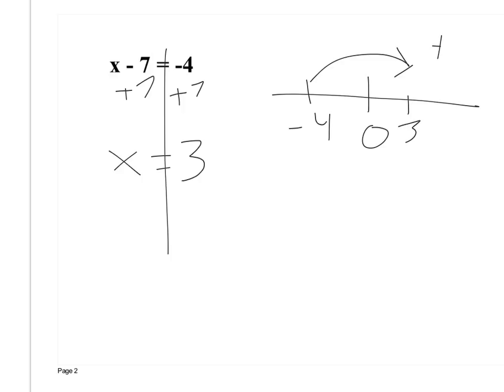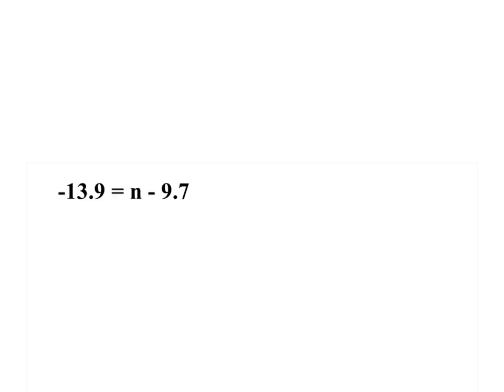Now, should I just go on? Should I just assume I'm right? No, always check your answer. What's 3 minus 7? Negative 4. So x must be 3. Easy enough, right? Yeah. Compared to yesterday.